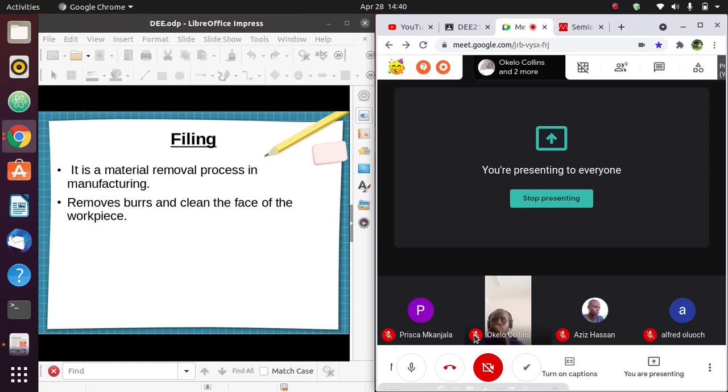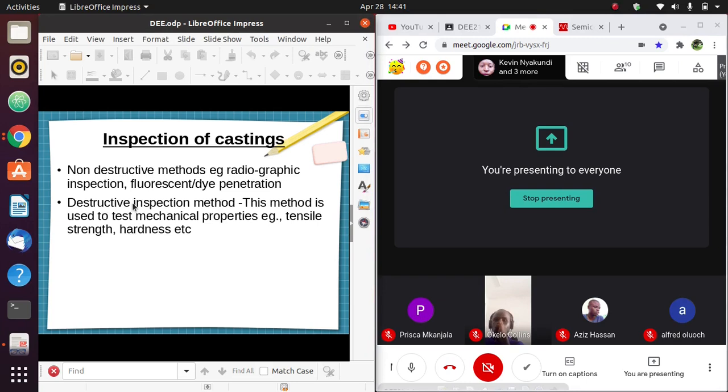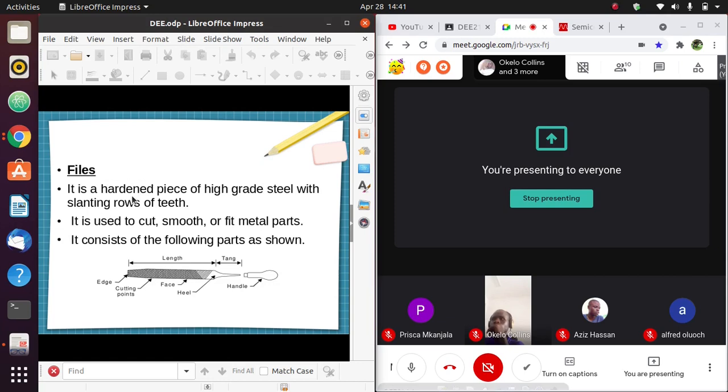Essentially, filing is used to remove those rough edges, which are called burrs, B-U-R-R-S, burrs. You remove the rough edges so that you can make your work smooth. Now, the tool that we use to do this work is the file. And we mentioned that files are usually made of high-grade steel.